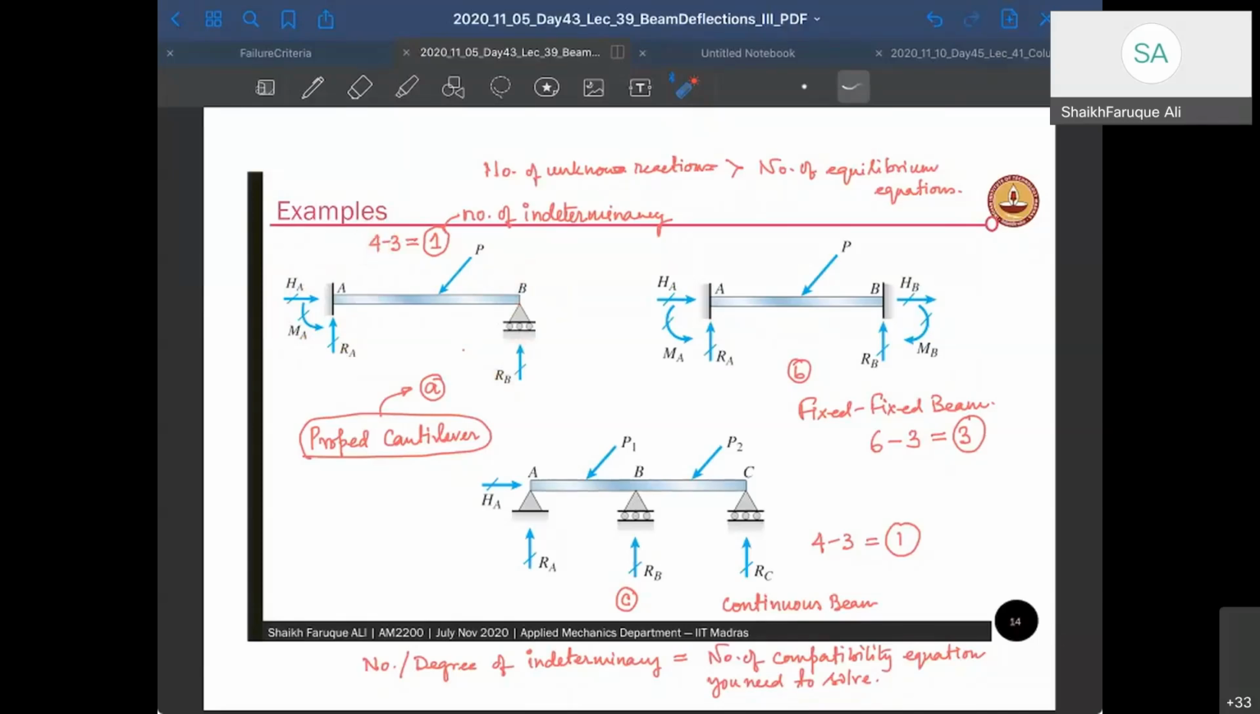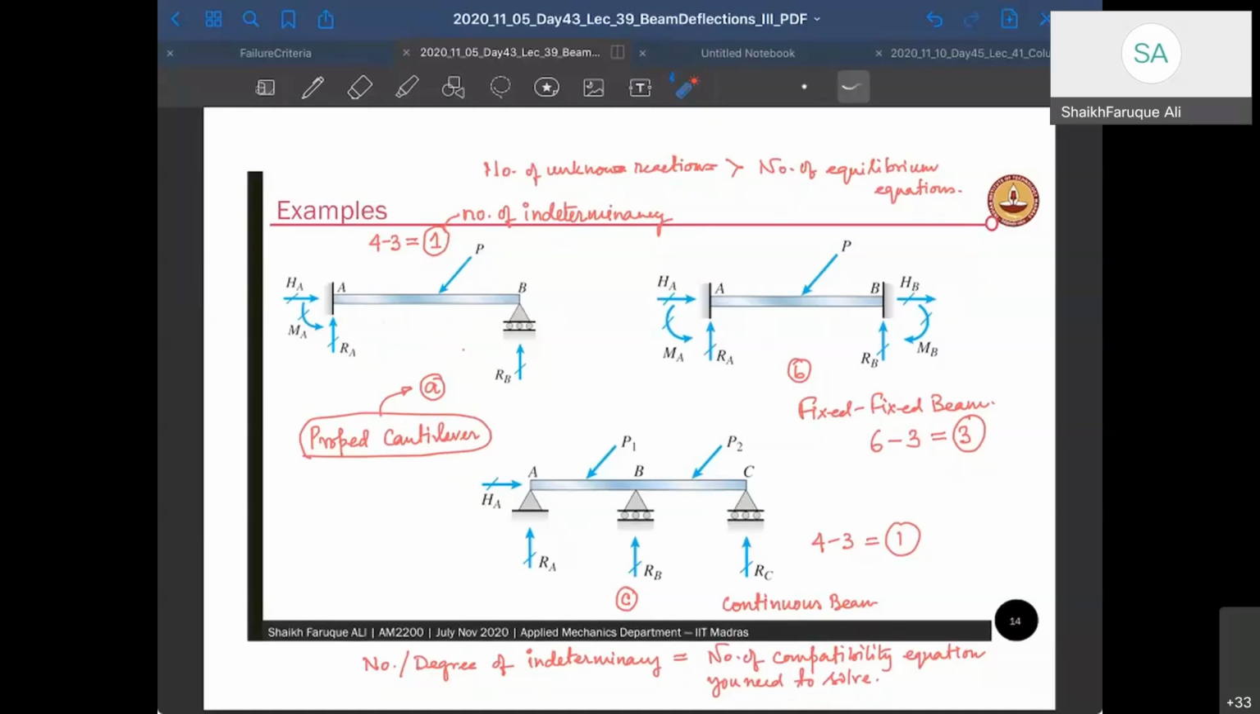Okay, 4 unknown forces, and the number of equations you have is: 1, summation of vertical forces equal to 0; 2, summation of moments equal to 0; and 3, summation of horizontal forces equal to 0. So 3 equations. So 4 minus 3, the degree of indeterminacy is 1. So we will need 1 extra equation to solve this problem. And that extra equation, as you all know, should come from the compatibility conditions. Okay, so we will learn how to find them.